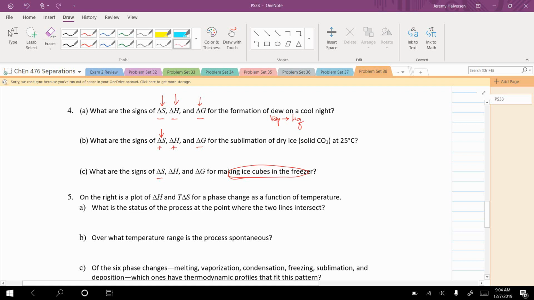Well, if I want to melt an ice cube, I have to put heat in. So if I want to make an ice cube, I have to take heat out. So delta H will be negative. And do ice cubes form in the freezer? Yes, so delta G will be negative.